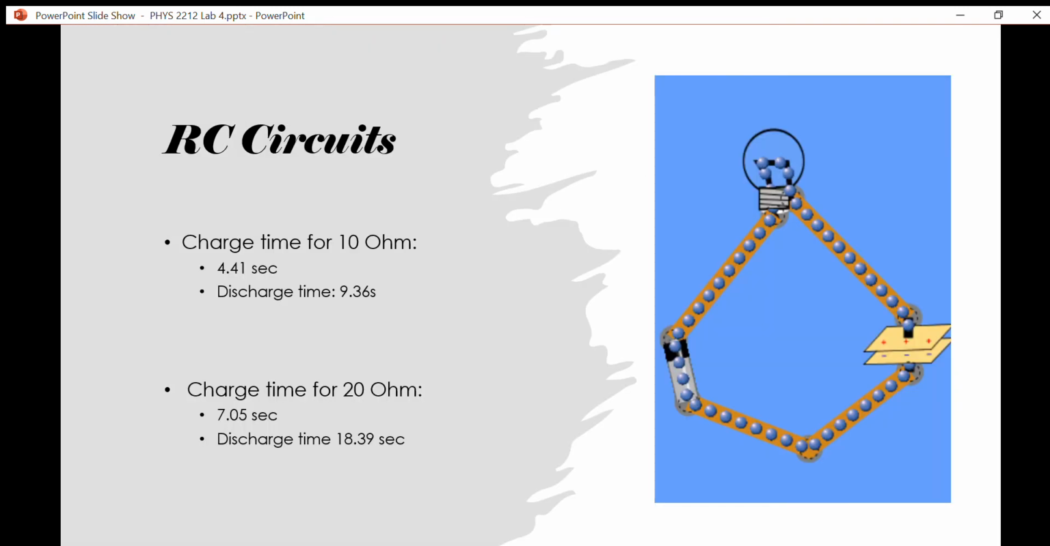So the next part we had to do RC circuits, which is just resistor and capacitor circuits. And so the first thing we were talking about was just charge time for a 10 ohm resistor with a capacitor. And so the charge time I found was 4.41 seconds, and the discharge time was 9.36 seconds. And the charge time for a 20 ohm resistor was 7.05 seconds, and the discharge time was 18.39 seconds.